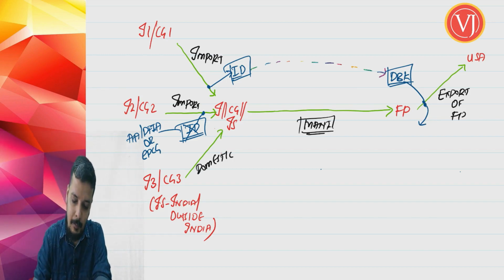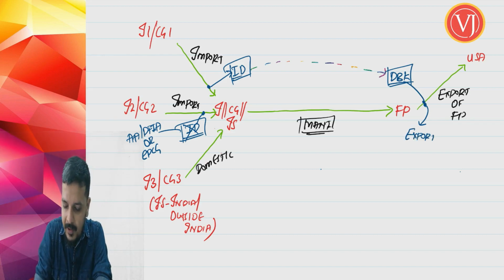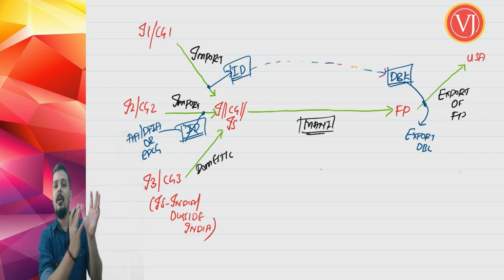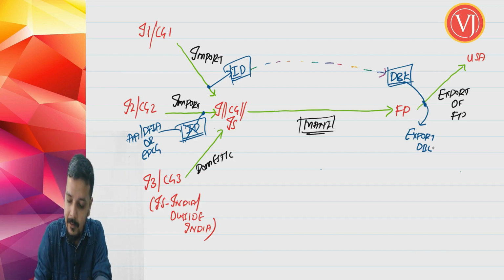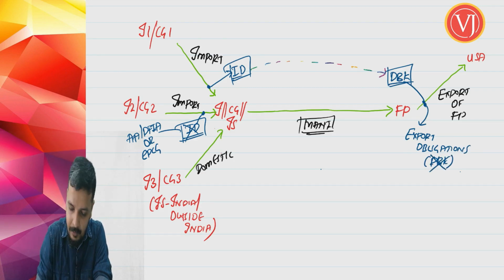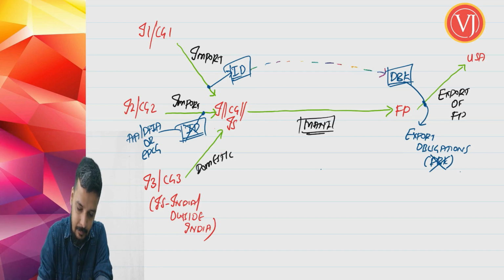But here, you have to promise certain export obligations. If you don't achieve that export obligation, the benefit which was given that you are not required to pay import duty, you have to pay import duty with interest and penalty. So that benefit will be taken back. So you are promising certain export obligations. There is no duty drawback, but you are promising certain export obligations.